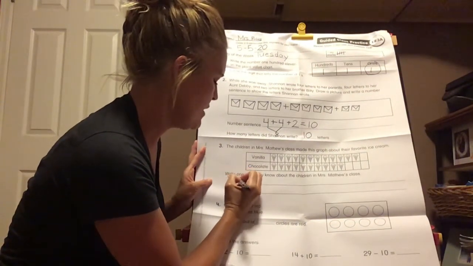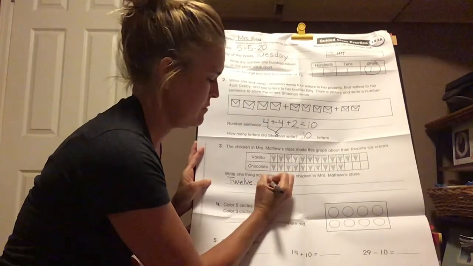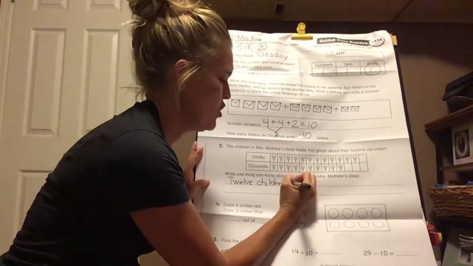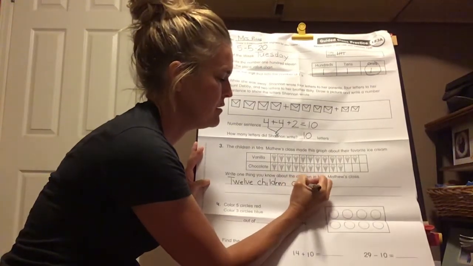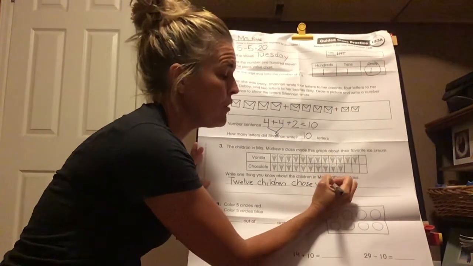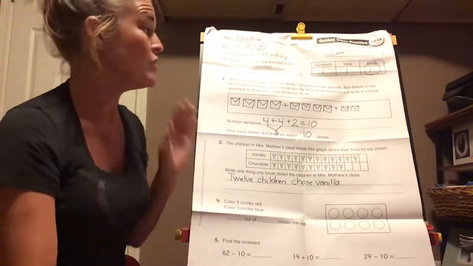So I'm going to write 12 children, and I can write children correctly because it's spelled right here. I chose vanilla. You can write what I wrote, or you can choose anything else that you want to write that you know about them based on the graph, okay?